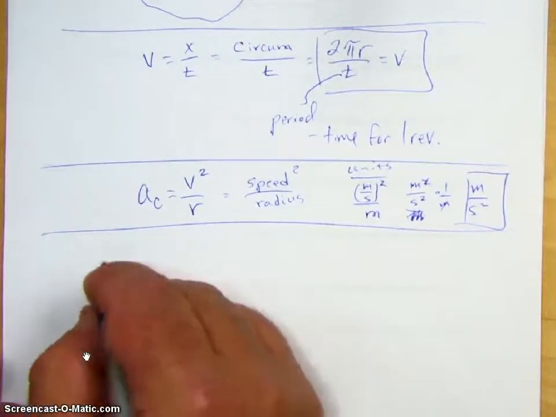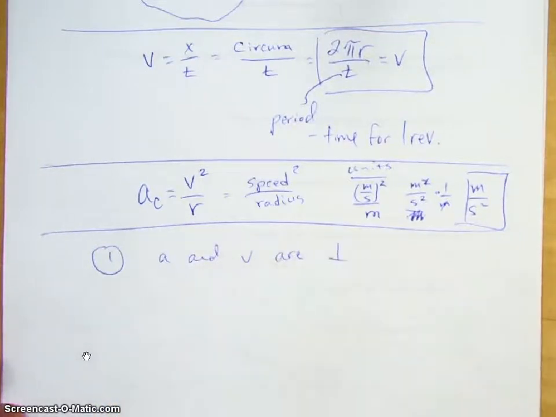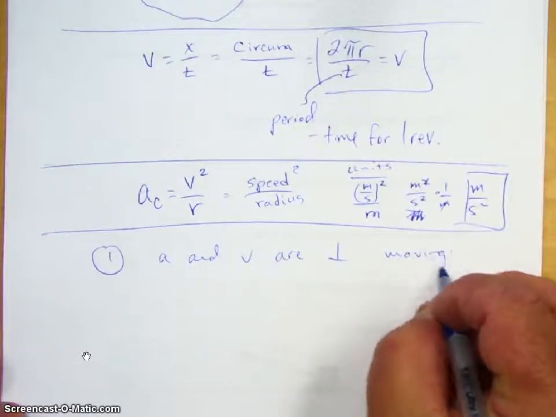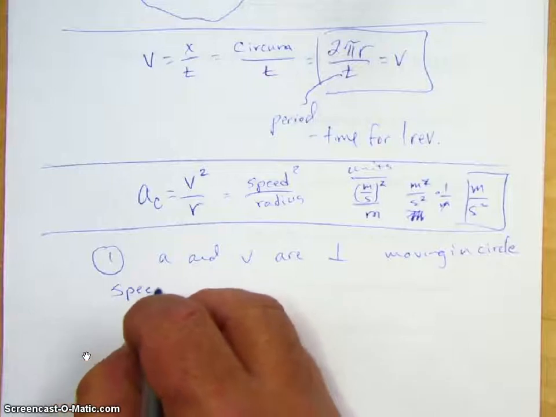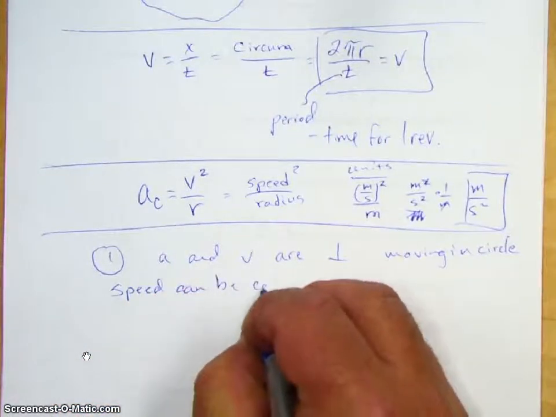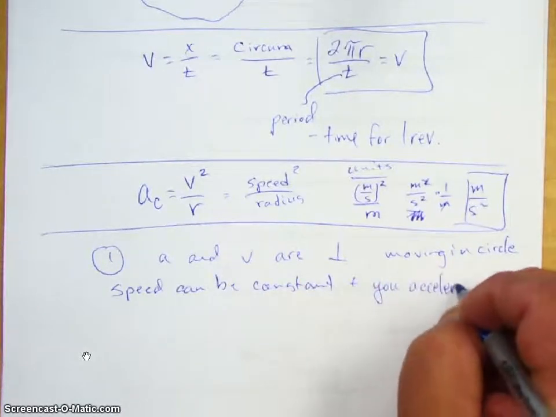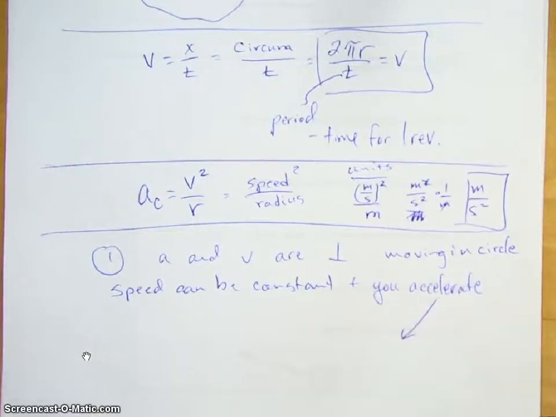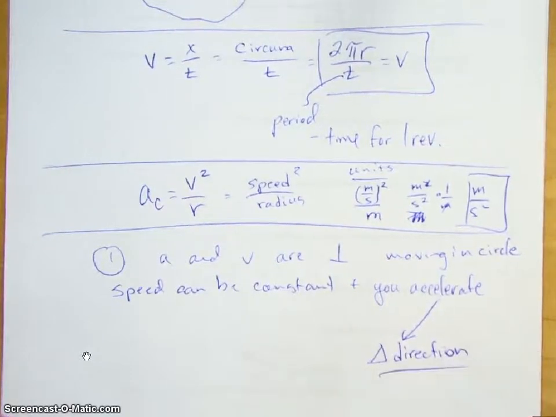Now, a couple things to understand. First of all, if a and v are perpendicular, you're moving in a circle, or at least part of a circle. So that's important. It is related to the speed. This is the one case where speed can be constant and you accelerate. Why are you accelerating? The reason you accelerate goes back to our initial definition of acceleration. It said anytime you're changing velocity. In this case, what you're doing is changing direction. Since you're changing direction, you are accelerating.